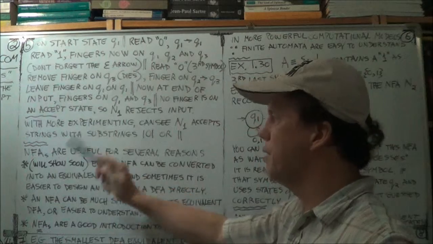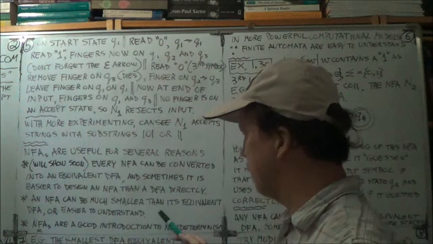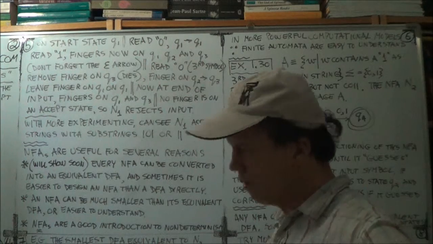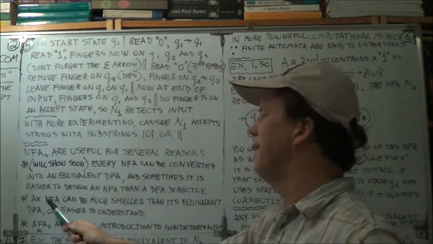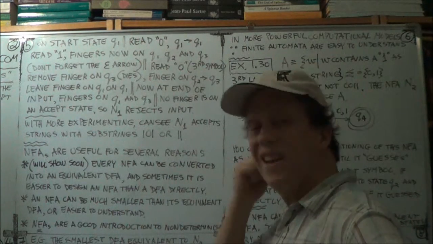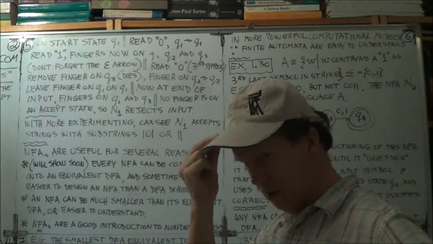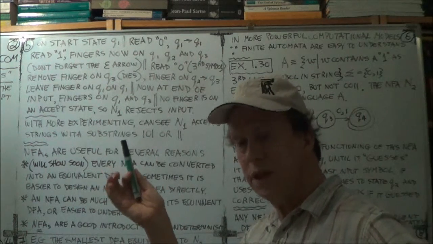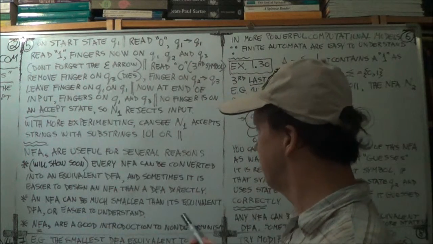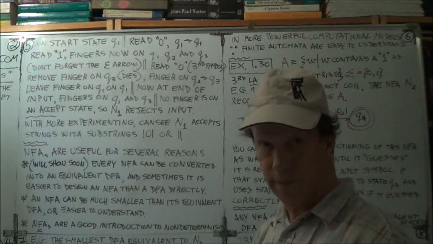So that's one reason why NFAs are useful and interesting. Now this one's a big one. And you'll see, like next session, you'll get a clear example of the point being made here, and that is an NFA can actually be a lot smaller than its equivalent DFA, meaning fewer states, less complicated. So an NFA can be much smaller, easier to understand than the equivalent DFA.